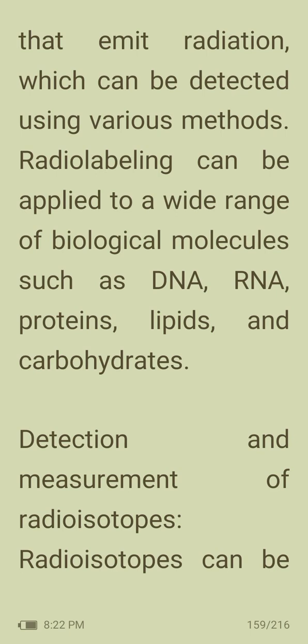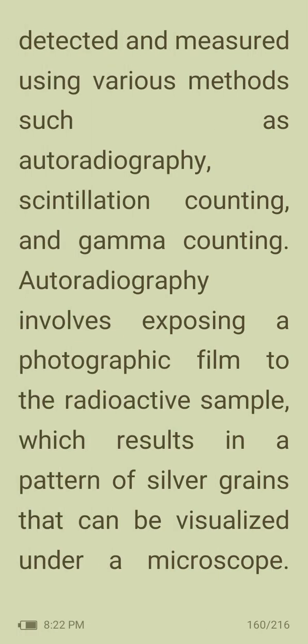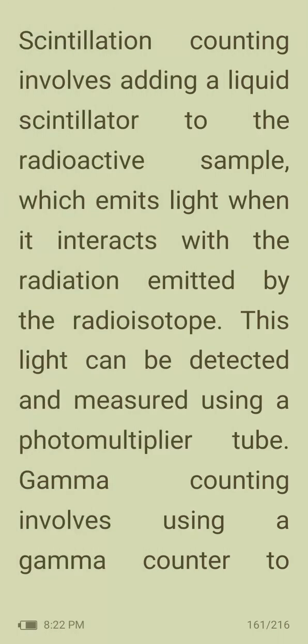Next topic, detection and measurement of radioisotopes. Radioisotopes can be detected and measured using various methods such as autoradiography, scintillation counting, and gamma counting. Autoradiography involves exposing a photographic film to the radioactive sample, which results in a pattern of silver grains that can be visualized under a microscope.